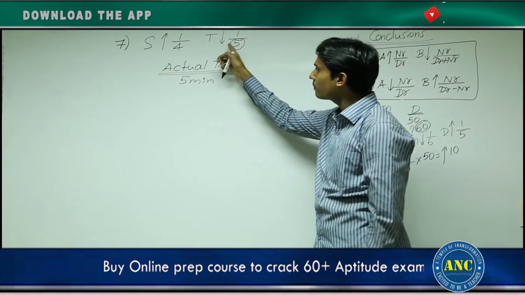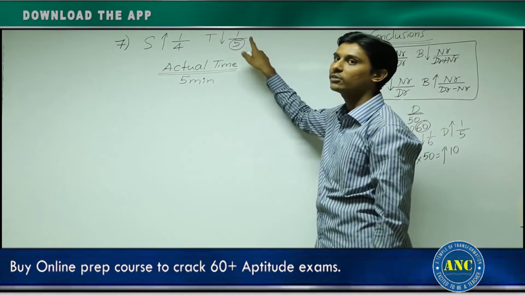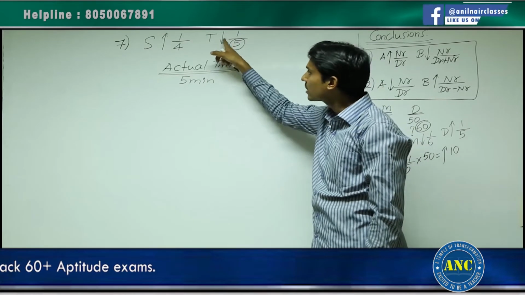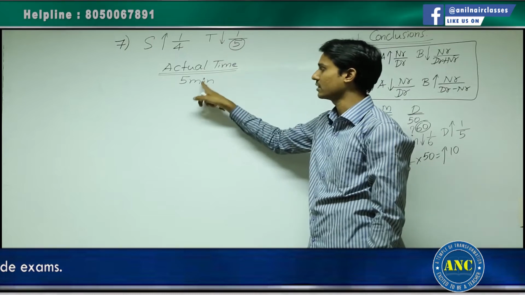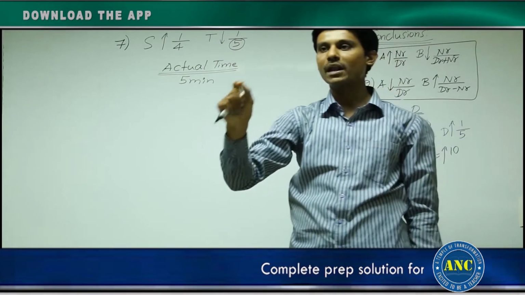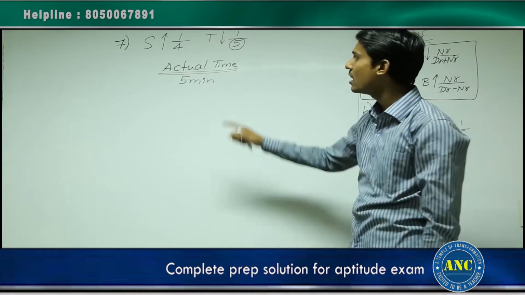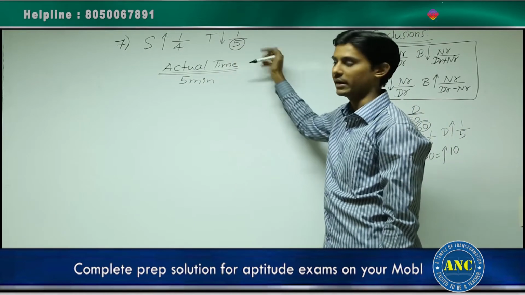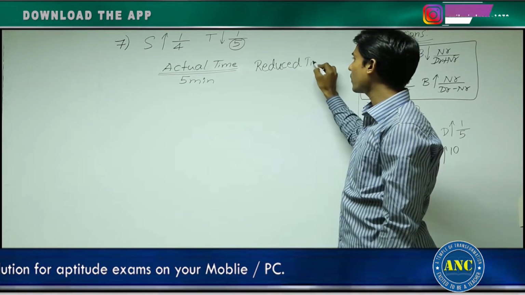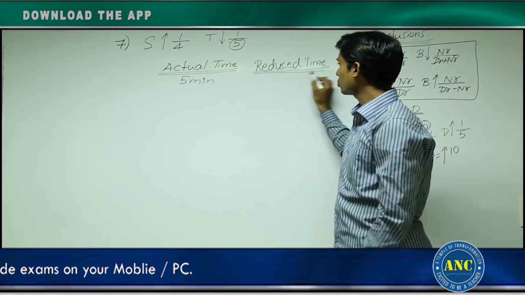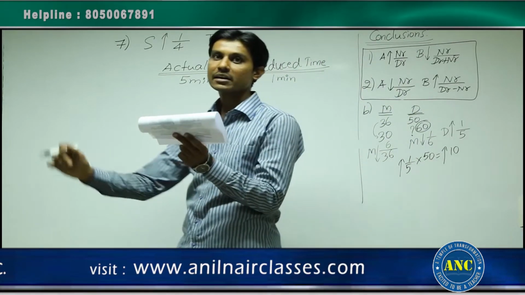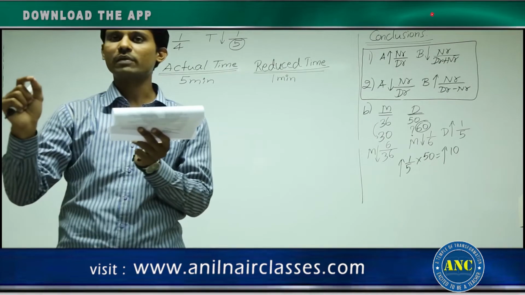Time decreases by 1 by 5 refers to the denominator always being your actual value. Actual time is 5 minutes. There is a decrease of 1 minute. Why am I talking about the decreased parameter or the reduced parameter? The reduced time is nothing but 1 minute. Why am I taking the reduced time in this case? Please read the question properly. The question says, when speed of a car is increased by 25%, time taken reduces by 20 minutes.